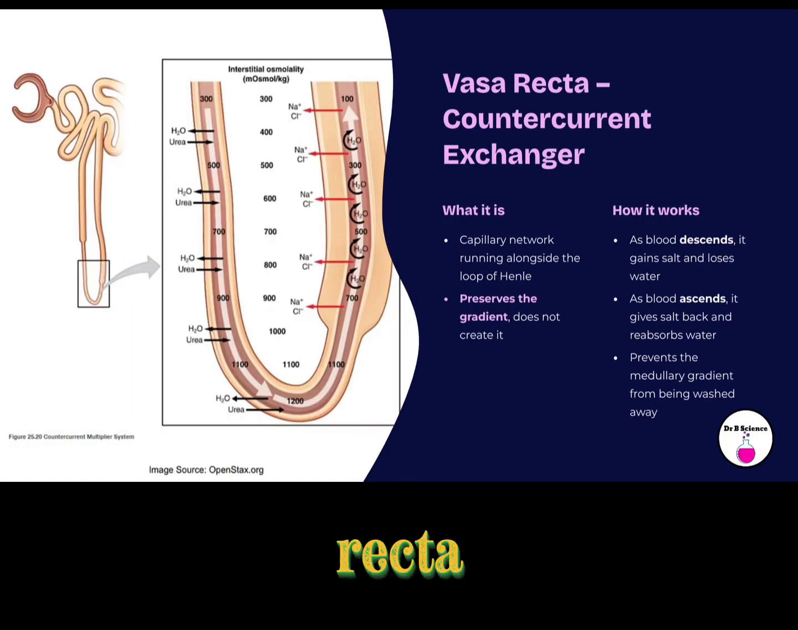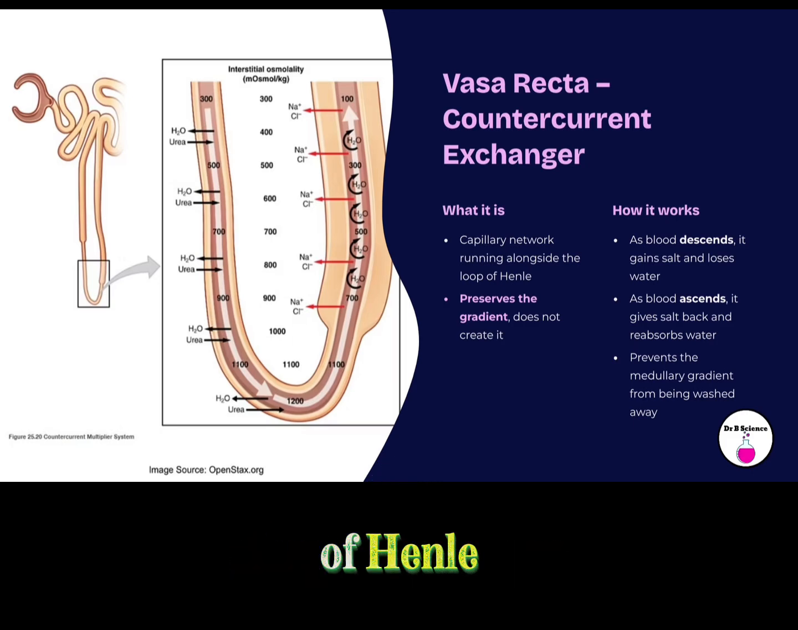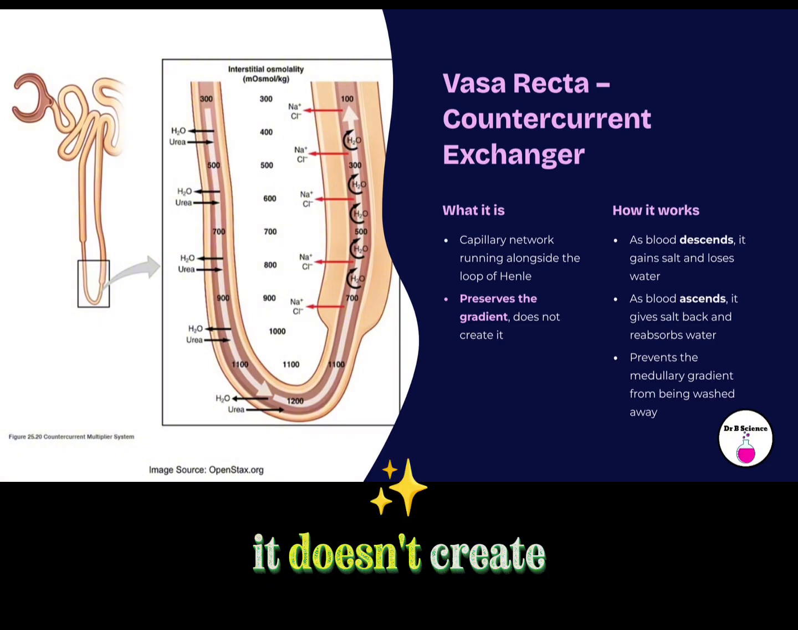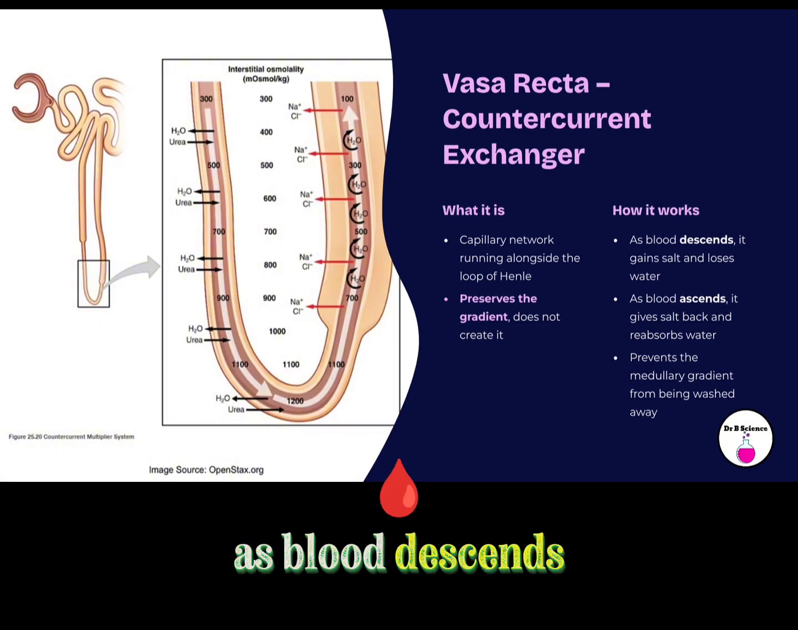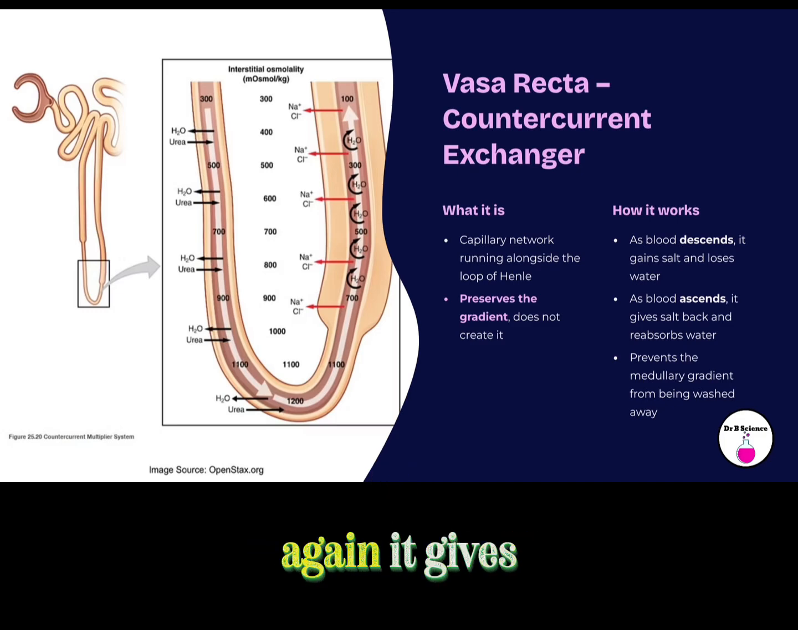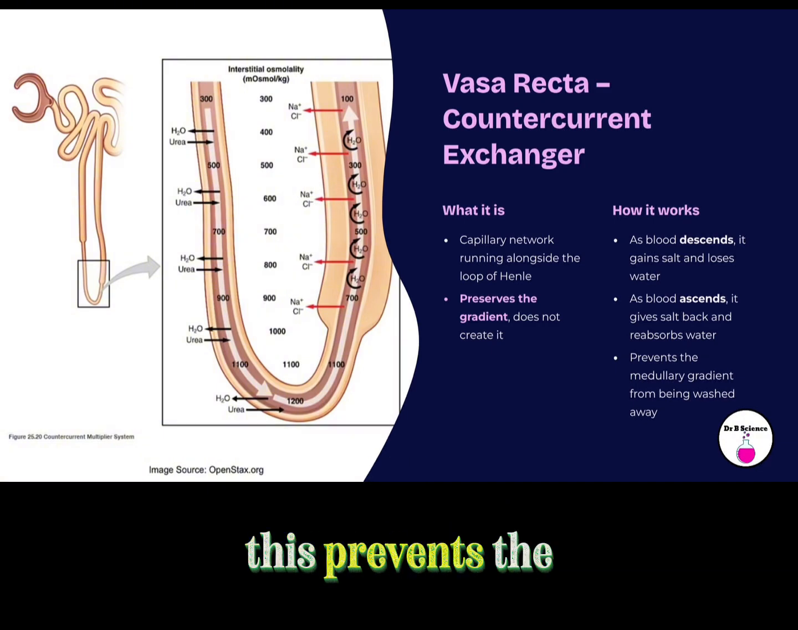Meanwhile, the vasa recta, a network of capillaries that runs alongside the loop of Henle, acts as the countercurrent exchanger. It doesn't create the gradient, it preserves it. As blood descends into the medulla, it picks up salt and loses water. As it ascends again, it gives salt back and reabsorbs water. This prevents the gradient from being washed away by blood flow.